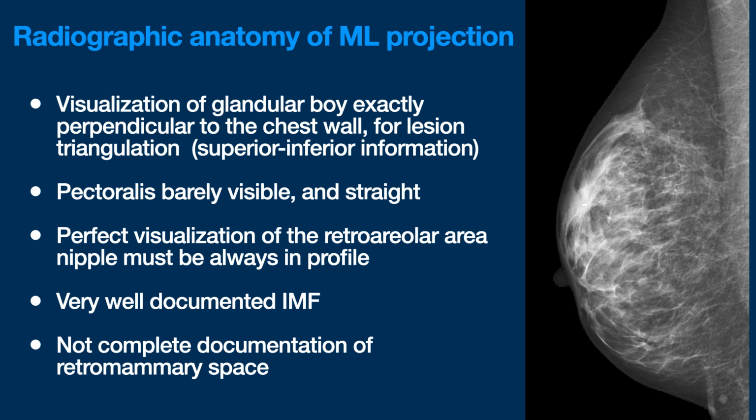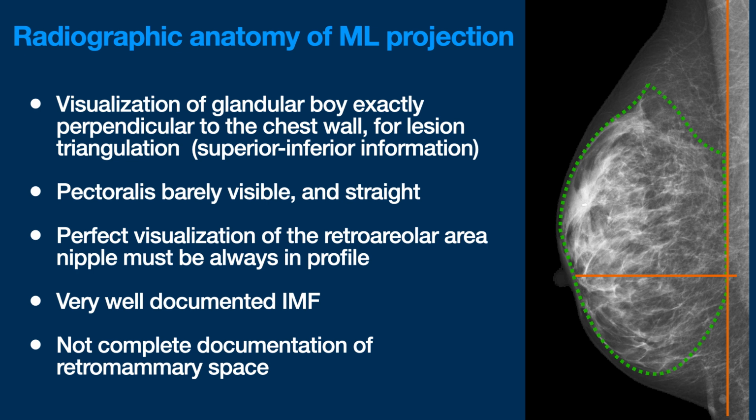How does a medio-lateral view appear on a mammogram? The first thing to check when evaluating the quality of the image produced is the position of the glandular body, which must be perfectly lateral. That is to say, the median axial plane, passing through the nipple, must be perpendicular to the chest wall. The pectoralis muscle is barely visible and straight.